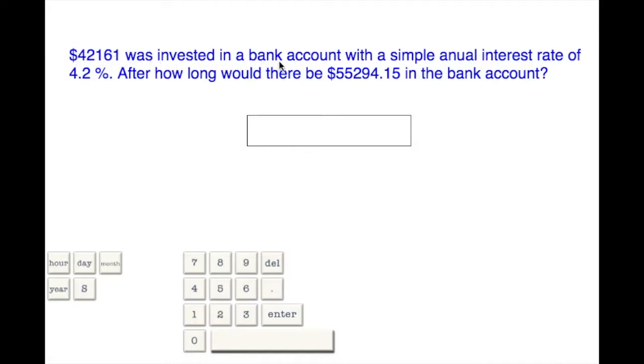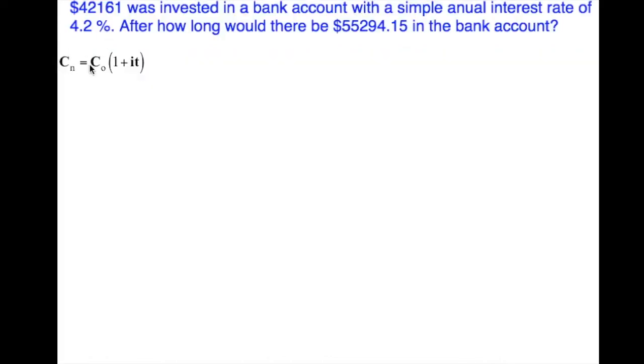$42,161 was invested in a bank account with a simple annual interest rate of 4.2%. After how long would there be $55,294.15 in the bank account? Let's start off with the simple interest formula. C sub n is equal to C sub 0 times (1 plus i times t), where t is time.